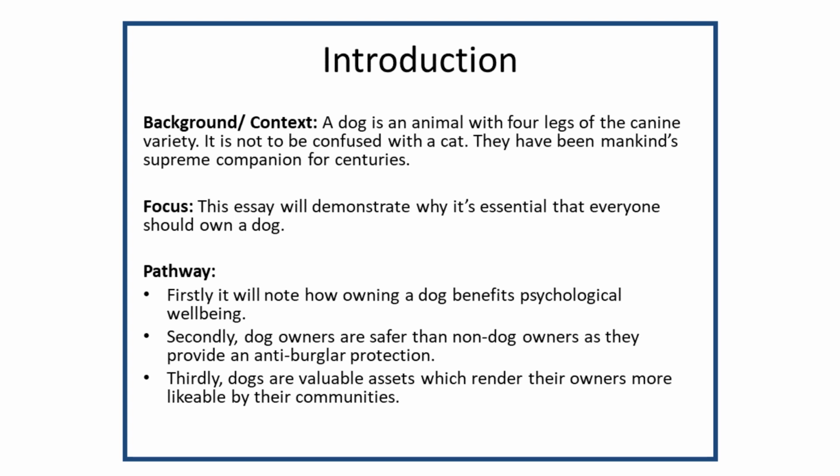Then I go into my pathway. So you can see I have 3 pathway points, so I'm planning to persuade readers of this argument through these 3 pathway points. Firstly, noting about psychological well-being, secondly, about safety, and thirdly, about dogs being valuable assets. These are my 3 pathway points. So those have been the basics on how to put together a strong introduction with this sort of silly example on an essay on why everyone should own a dog.